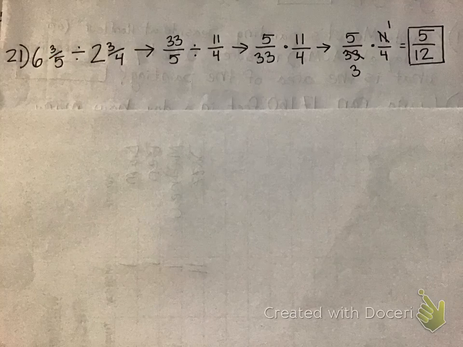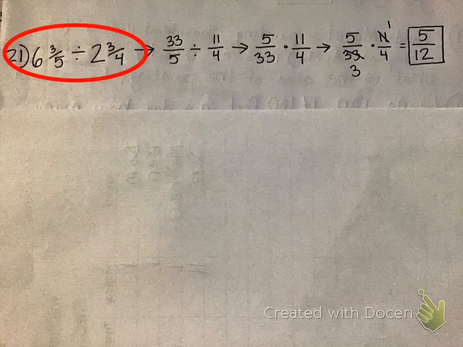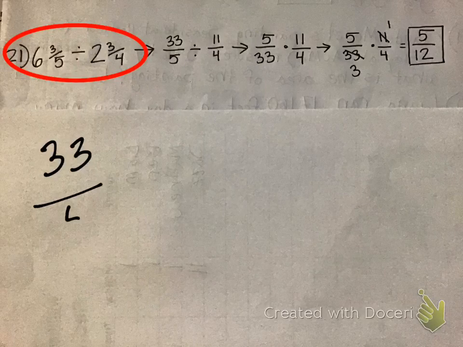Exactly. Last problem. So, I want you guys to solve this one and keep in mind the mistake that I made in the problem. So let's go step by step. Marcus, what's the first step I have to do? Make it into an improper fraction. Exactly. So, what is 6 3/5 as an improper fraction, Bree? It's 33/5.